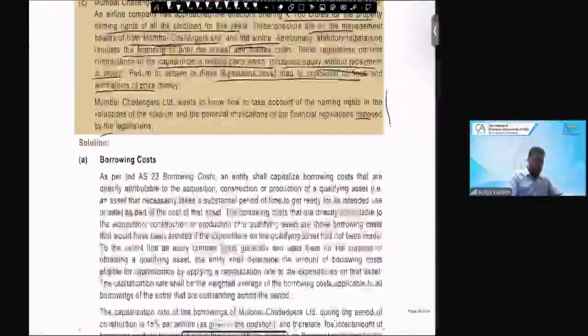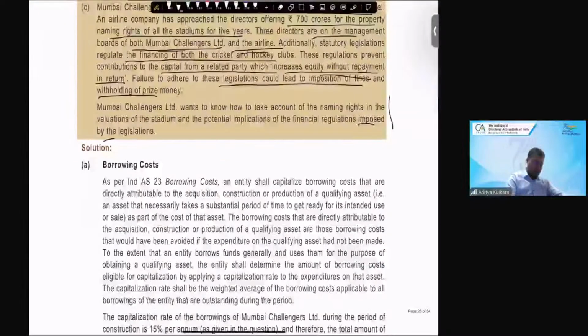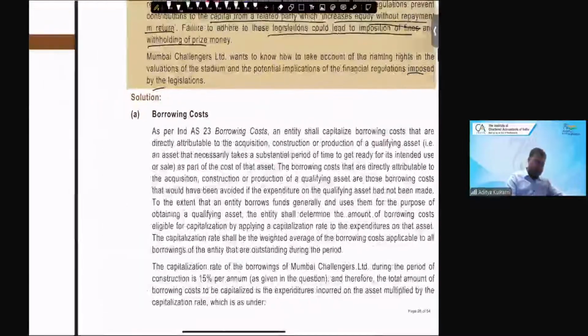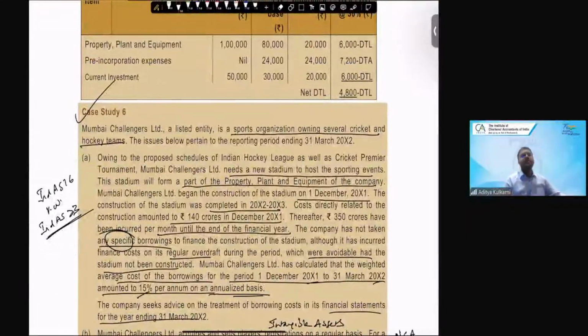So coming on to Ind AS 23, that is your borrowing cost. Okay, all right. First thing, there is no specified borrowing, but there is a general overdraft. So what should the treatment of the borrowing cost be? What should the treatment of borrowing cost be in this particular case?